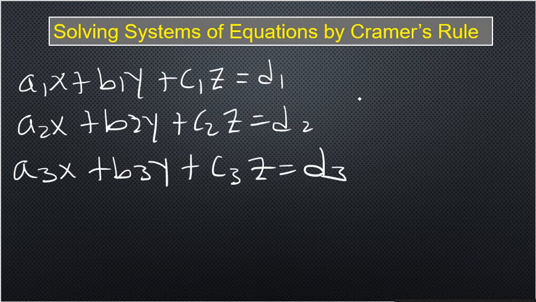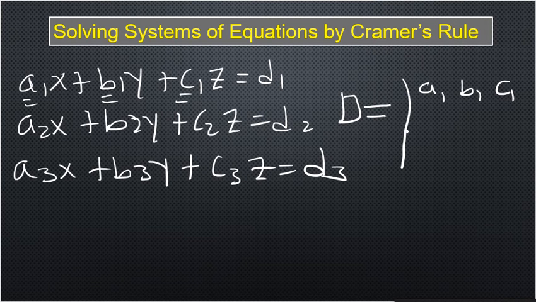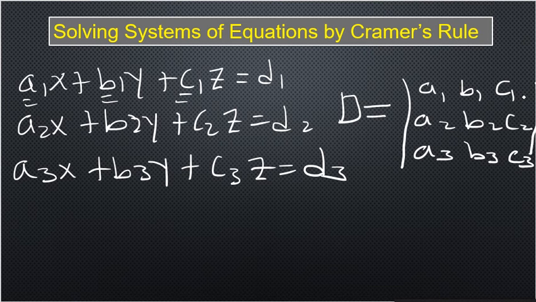Therefore, first we have to find the determinant of the coefficient matrix, let's say D. For the determinant of the coefficient matrix, we are going to take the coefficient numbers here. A1, B1, C1 as the first row, this is D. And again, the second row will be the second coefficients, that is A2, B2, C2. And the third one is A3, B3, C3. These are the coefficients of the determinant of the coefficient matrix.